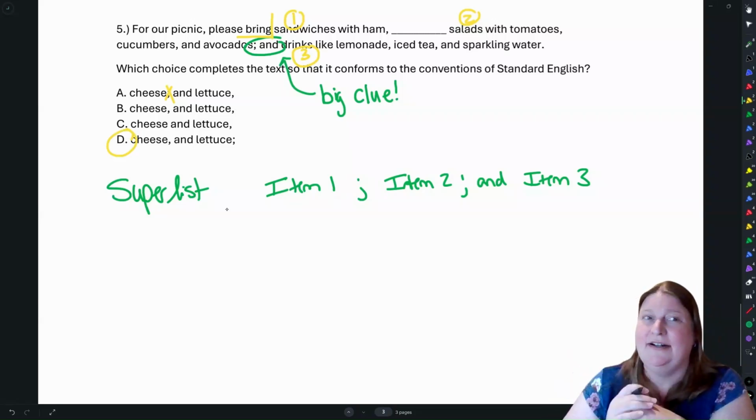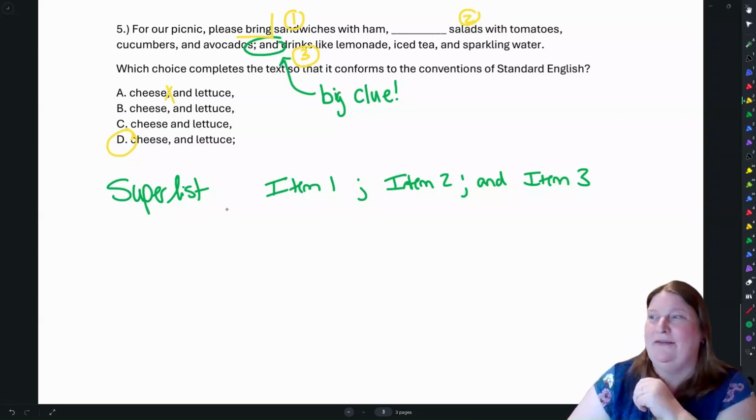So the whole idea here is to first identify that it is a super list and then make sure you follow the pattern so you get that semicolon in just the right place.